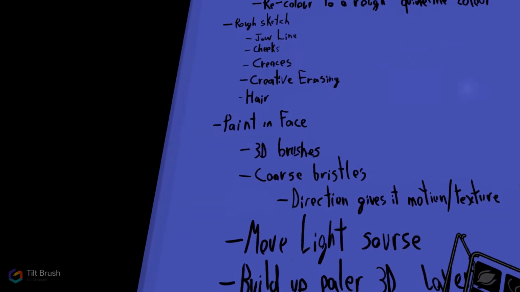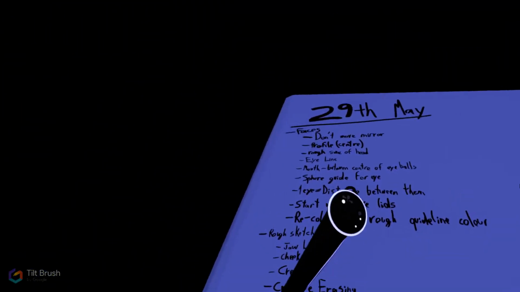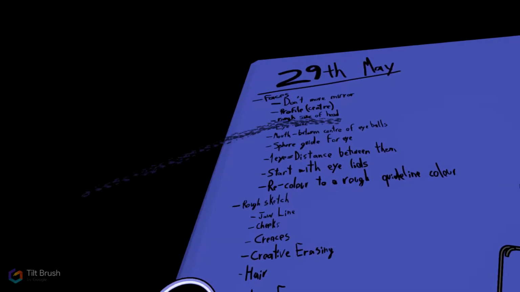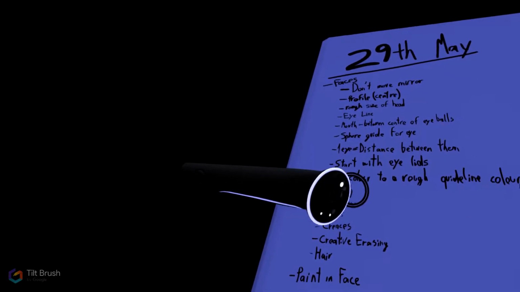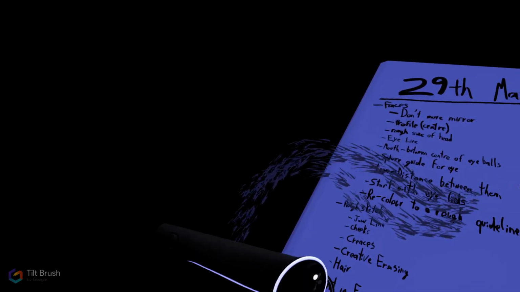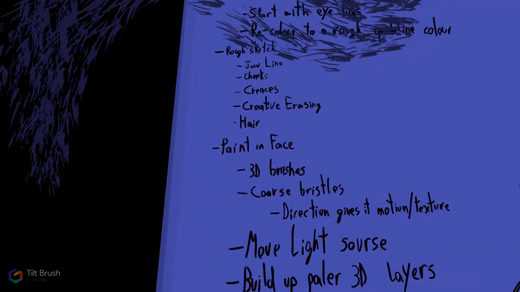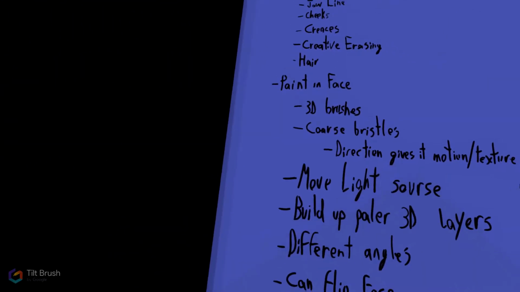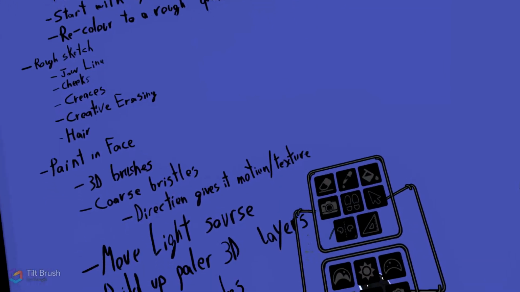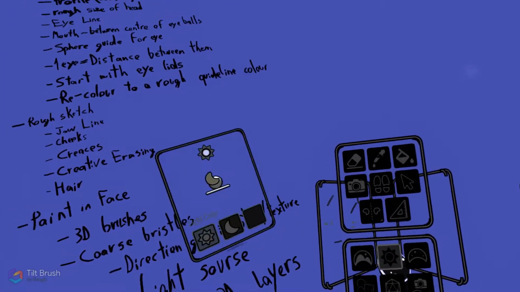And then it's also important to think, especially with the coarse bristles, that the direction makes quite a big difference. Let's say the main one is a cheekbone. You want to start from the middle of the eye, and then go out, and that gives a flow, like that. It gives a flow of direction and motion to the texture. Then you can move the light source. This is something I've never done, so I thought it's very important to keep it in here. I think it's under lights, yeah.